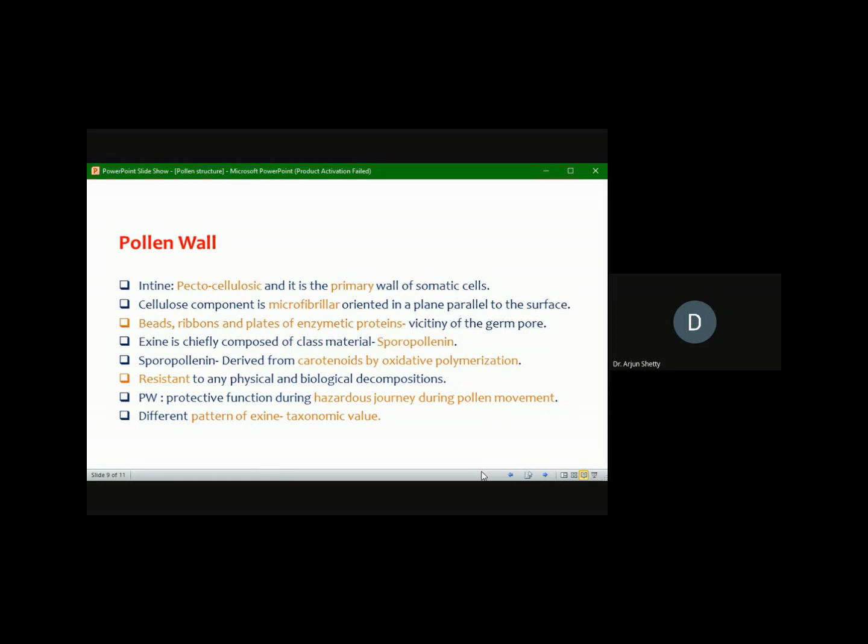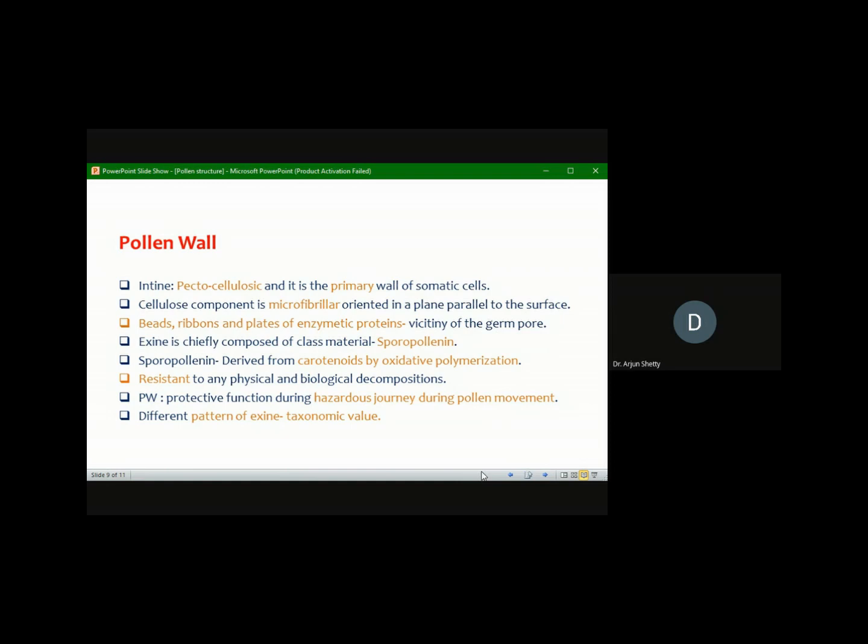This sporopollenin is quite resistant to heat, temperature, and physical as well as biological substances, and it is not going to be broken down at all. The pollen wall has a protective function during the hazardous journey of pollen movement. The pollen has to be transferred through wind, the abiotic factor, or the biotic factor. At that time, it gets exposed to different hazardous conditions. To protect the internal structure, the pollen wall is developed.